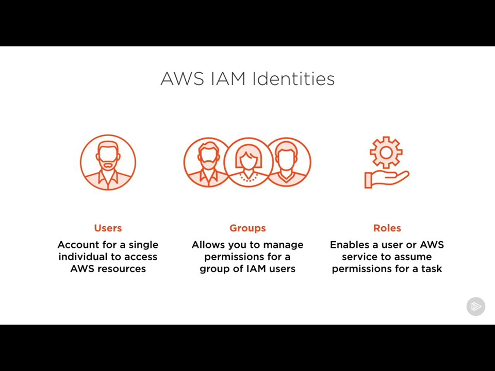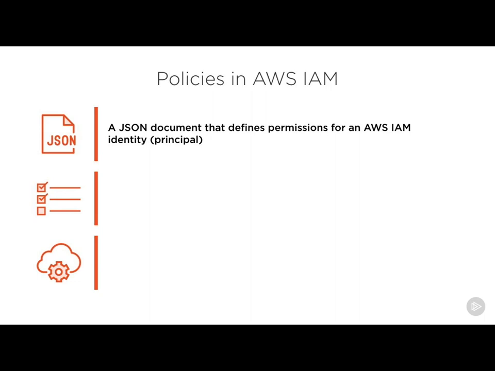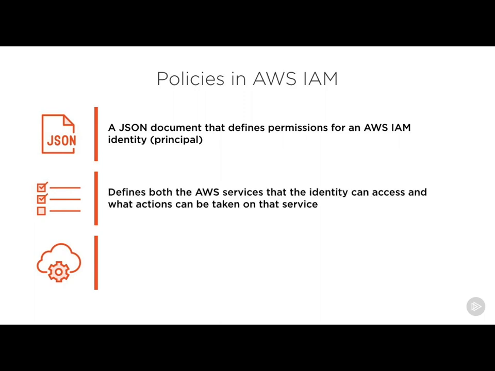Next, let's talk about how you assign permissions. And this is what leads us to the concept of policies within IAM. So a policy is just a JSON document, and it defines permissions for an IAM identity. So again, a user, group, or a role. And it defines both the services that the identity can access and what actions can be taken on that service.